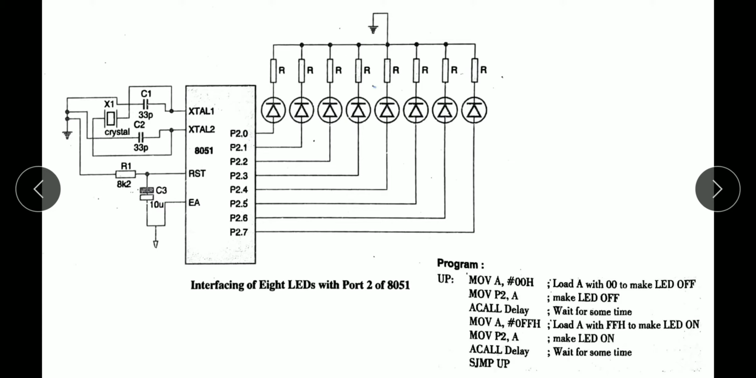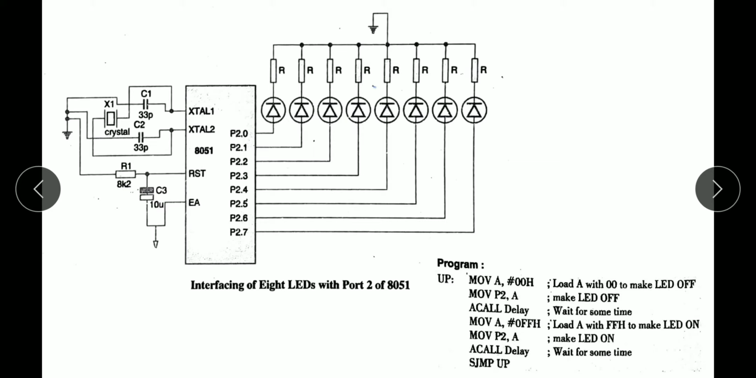After that, we have to connect port 2, so we mention here port 2. If you connect port 1, then you mention port 1. So MOV P2, A means whatever value is present in the accumulator is copied into P2. So to make the LEDs off, because port 2 gets the value 0, all the connected LEDs are off here.